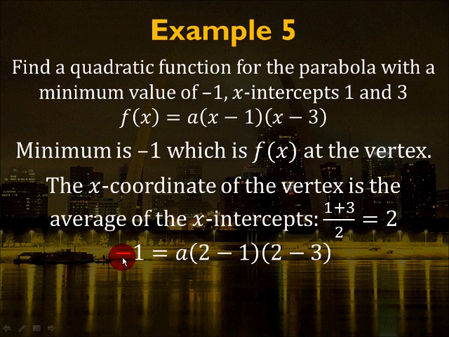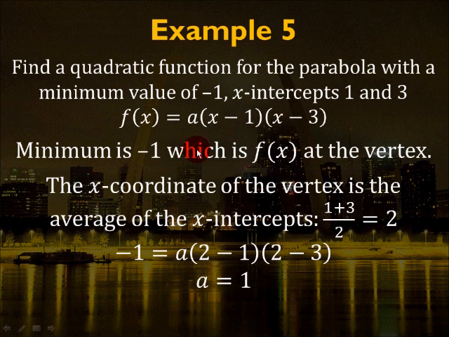Now you just plug those in and solve for a. So you get negative 1, which is the minimum, equals a, which is what you're solving for, times 2 minus 1 times 2 minus 3. All I did was take this value of x and plug it in from this equation. So if you solve for a, you get negative 1a equals negative 1. A is 1.